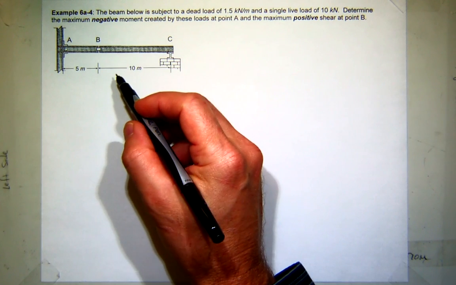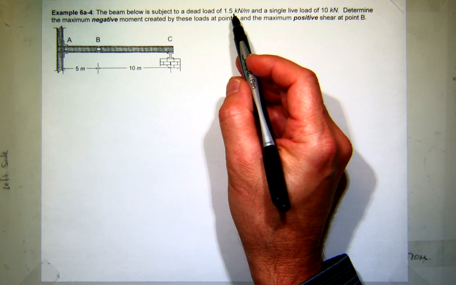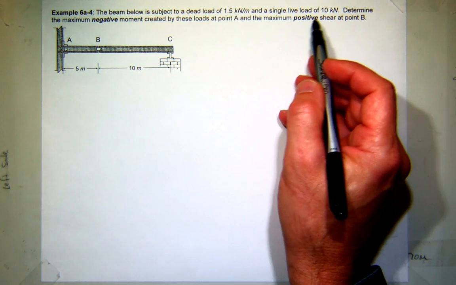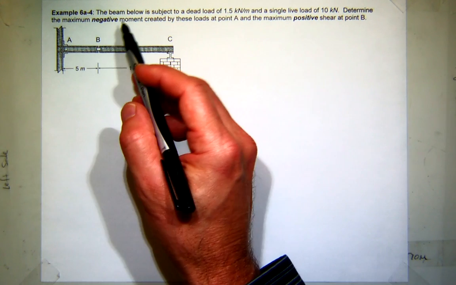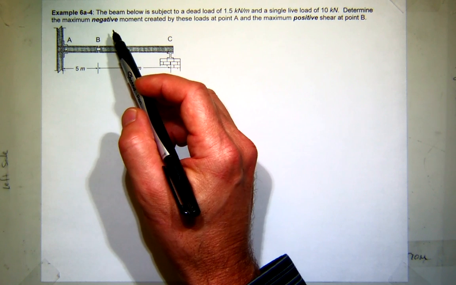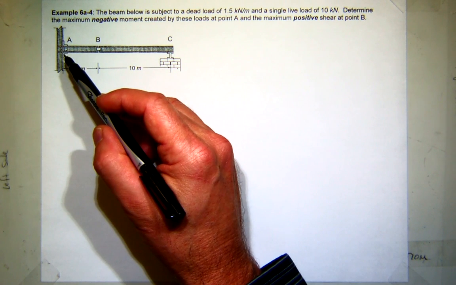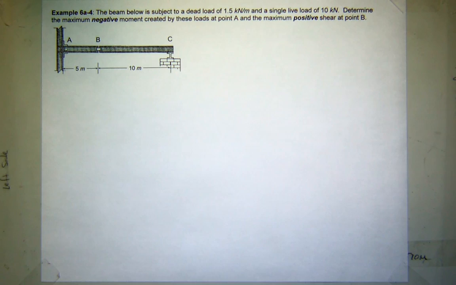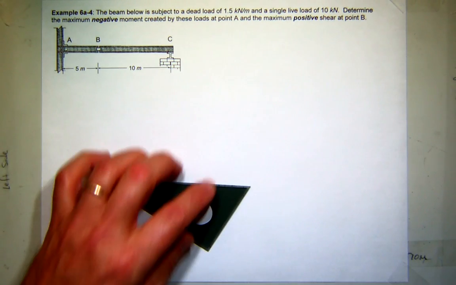So in this structure, we not only have a distributed load and a point load that we need to deal with, we'll also need to generate the maximum moment created at A. So I need to draw an influence line for the moment at A. So let's see what that would look like.